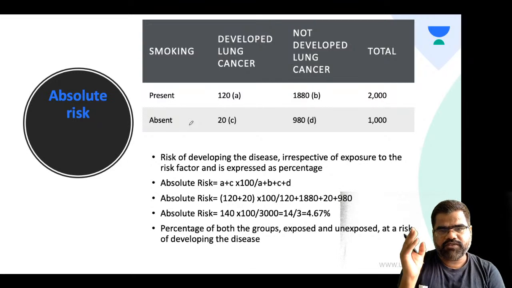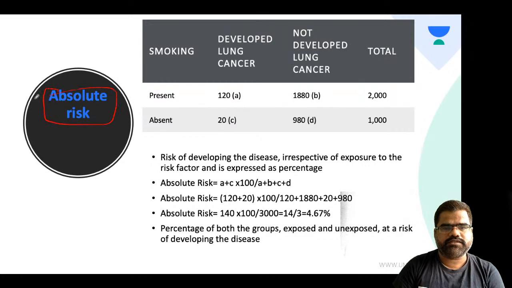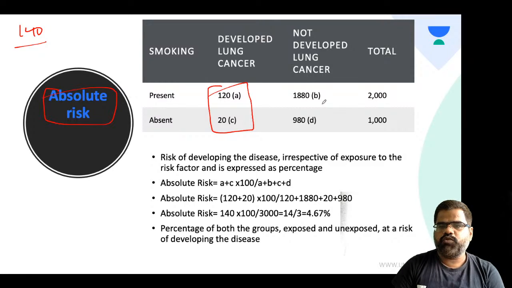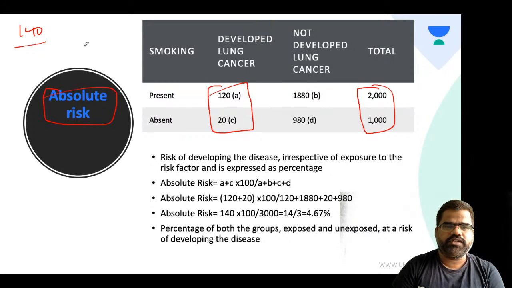Okay. So we have understood incidence, relative risk, attributable risk. Now let's try to understand what is absolute risk. Absolute, as the word says, absolute, students. So I'm not interested whether the person was smoking or non-smoking. I'm interested in how many people developed lung cancer. Tell me that. So you will say, okay, it is 140. 120 plus 20. So 140 people developed lung cancer. What is the total population? 3000. So in 3000 population, 140 people developed lung cancer.